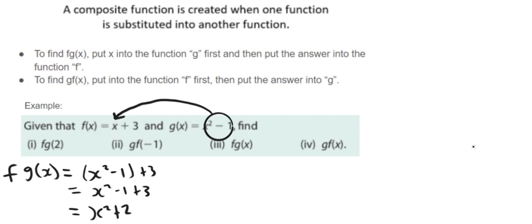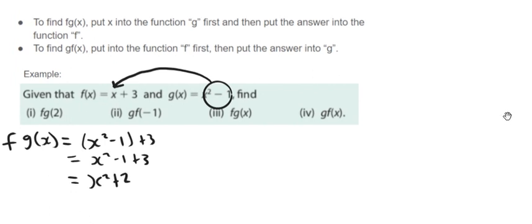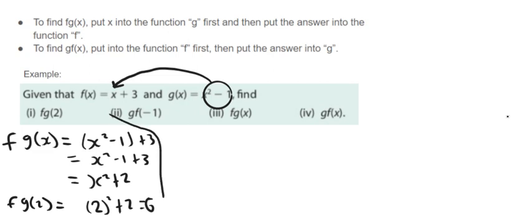And now it's asking us for f of g of 2 in the first question. So f of g of 2 will be, you're just putting a 2 in now instead of the x, so it's just going to be 2 squared plus 2. 2 squared is 4, plus 2 is 6. So final answer 6 for that one.